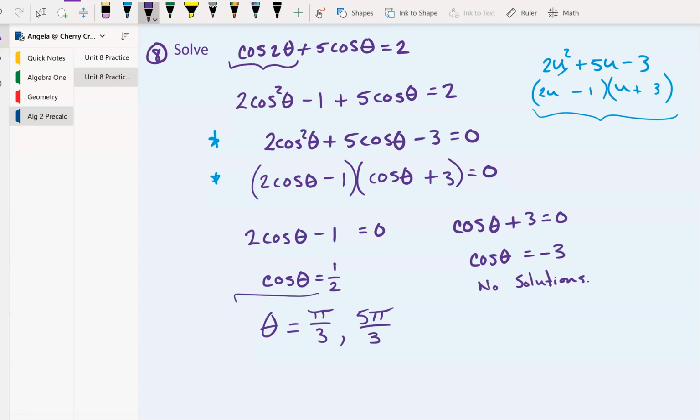Okay, so there we go, a little solving for you to practice with your identities.